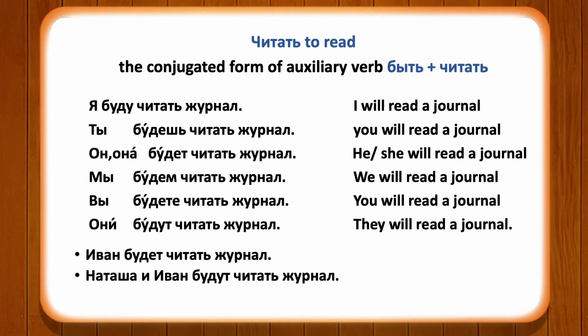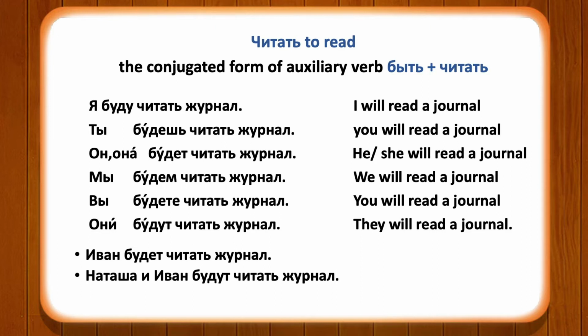Он будет читать. Он, the pronoun, followed by the conjugated form of the verb быть, followed by the infinitive form of the verb. Он будет читать журнал, it means he will be reading a journal or he will read a journal. Она будет читать журнал.